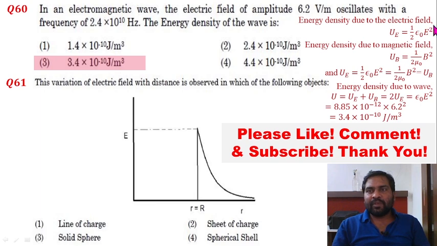So energy density due to electric field equal to half epsilon naught E square, due to magnetic field equal to 1 by 2 mu naught B square, and both are equal to each other, UE equal to UB. Then energy density due to wave equal to UE plus UB equal to 2 times UE, or epsilon naught into E square. Put the values of this. Epsilon naught is equal to 8.85 into 10 to power minus 12 and E square is equal to 6.2 square, and the value comes out to be 3.4 into 10 to power minus 10 joule per meter cube. Option 3 is correct.